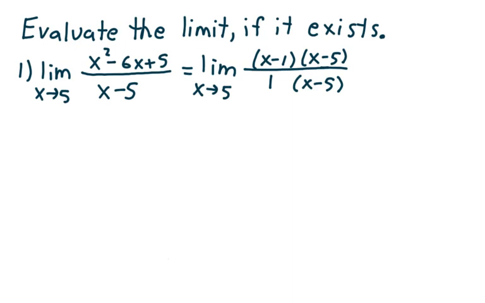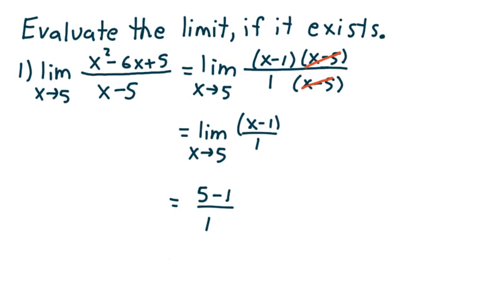And so what we can do is cross off these x minus 5s, because (x minus 5) over (x minus 5) is 1, and anytime you multiply by 1, you don't change the value. Okay? And so this is the limit as x goes to 5 of (x minus 1) divided by 1. And by direct substitution, we can replace x with 5 to get (5 minus 1) over 1. And so the answer to this first example is 4. And that's how we do example 1.